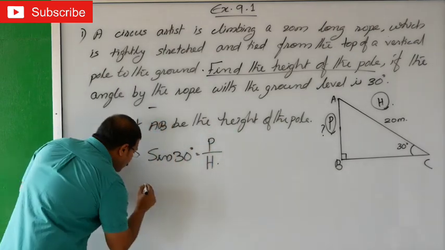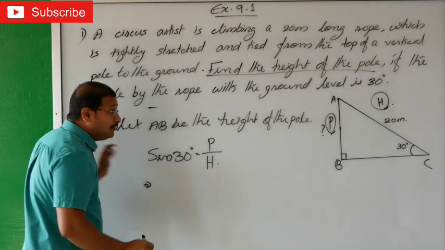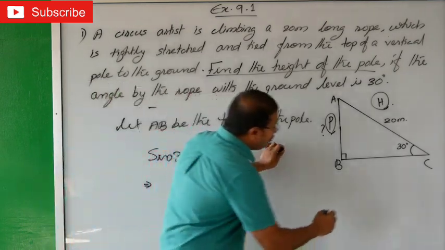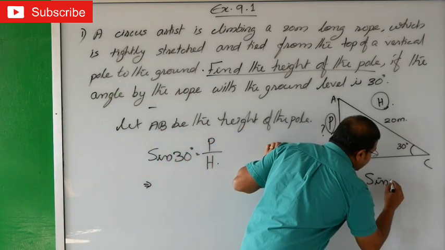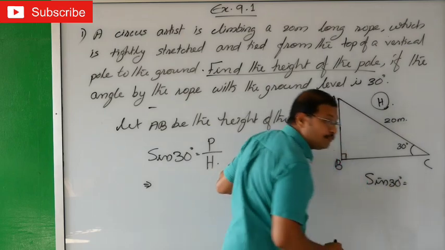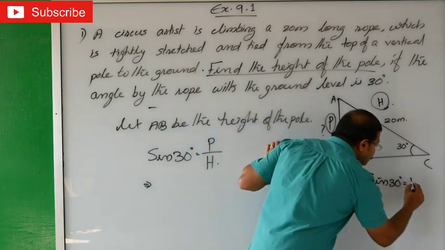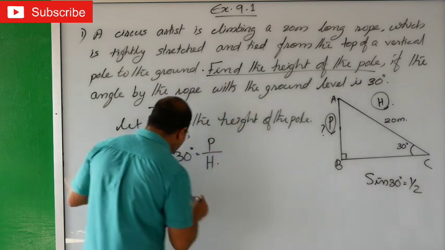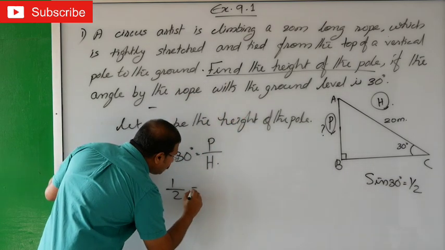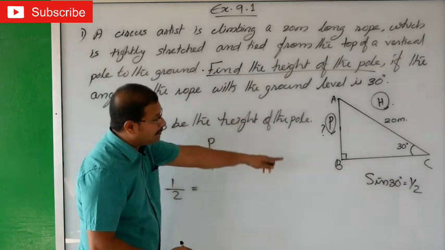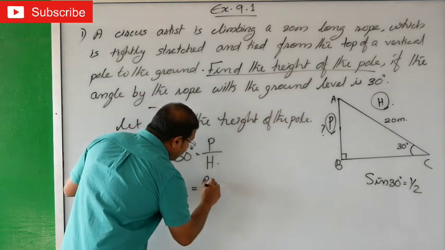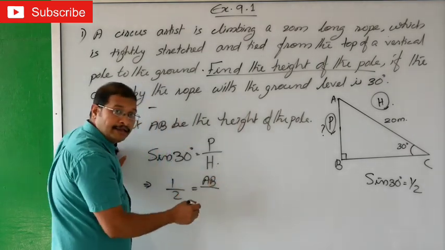Ready? Now we know that sine 30 degree from the table. You should know sine 30 degree. Sine 30 degree is how much? 1 by 2. So we'll write that 1 by 2 equals perpendicular. What is perpendicular? AB by hypotenuse AC.